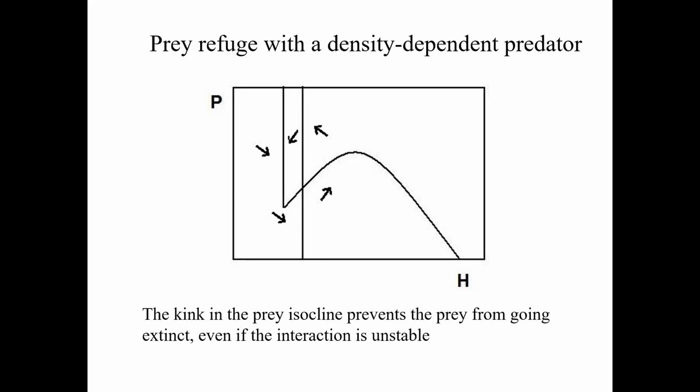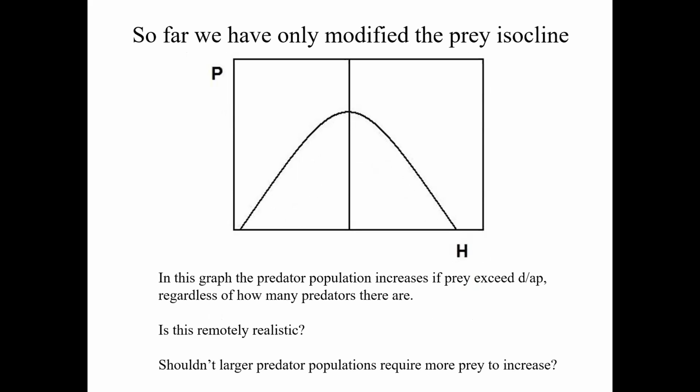So we've modified the prey isocline twice. You're saying, well, we haven't paid any attention to the predators. Are the predators worth ignoring? Well, let's examine that predator isocline. What we are saying here with this straight up and down predator isocline is there is a density of prey that allows the predator population to grow, and it's independent of the number of predators. If you have 10 predators, this graph would suggest you need the same number of prey as if you had 10,000 predators.